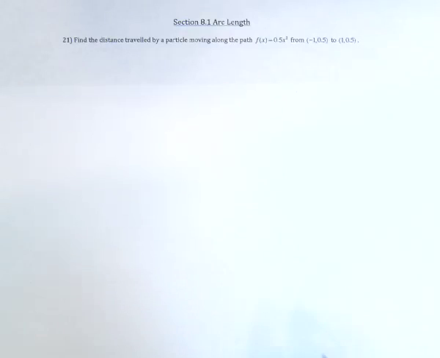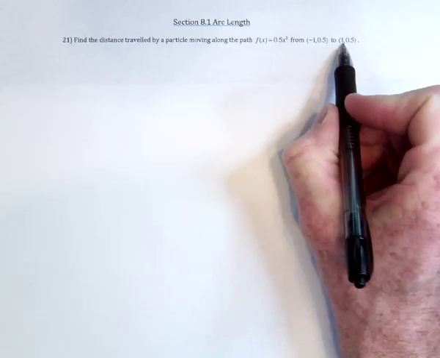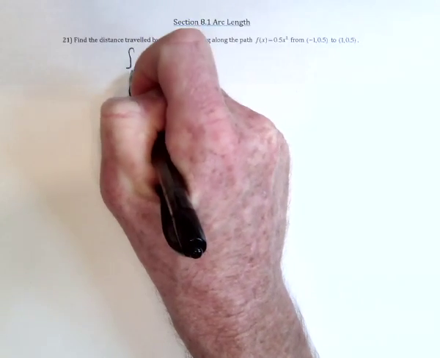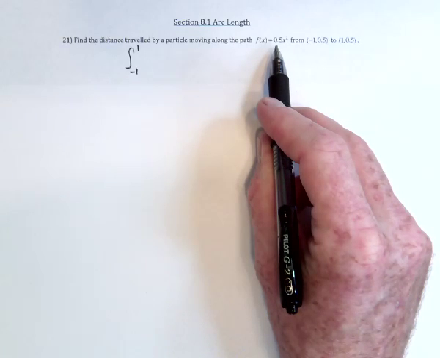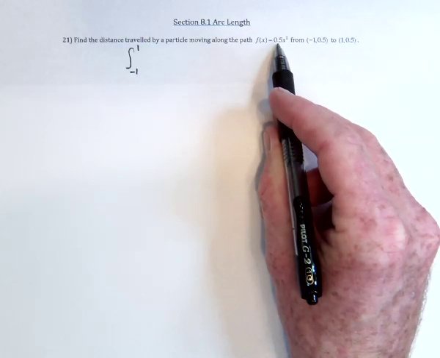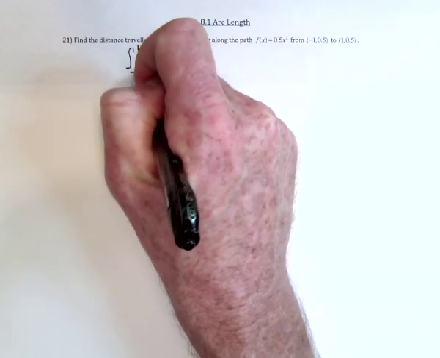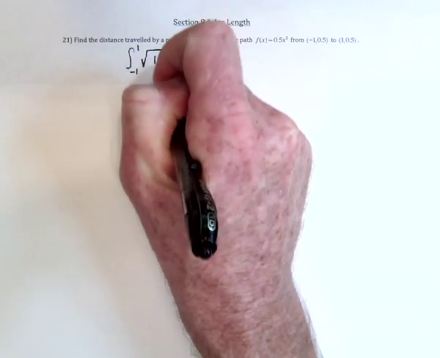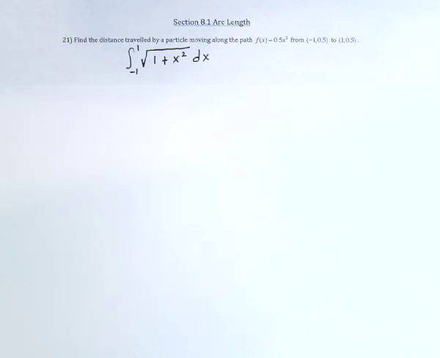In order to find arc length, we will need to integrate from x equals -1 to x equals +1. And then for arc length, we need to take the derivative, which for this is going to be just simply x once you multiply the half by 2. So the derivative is just x. The formula for arc length says integrate the square root of 1 plus that derivative squared. So this is what we're going to be integrating.